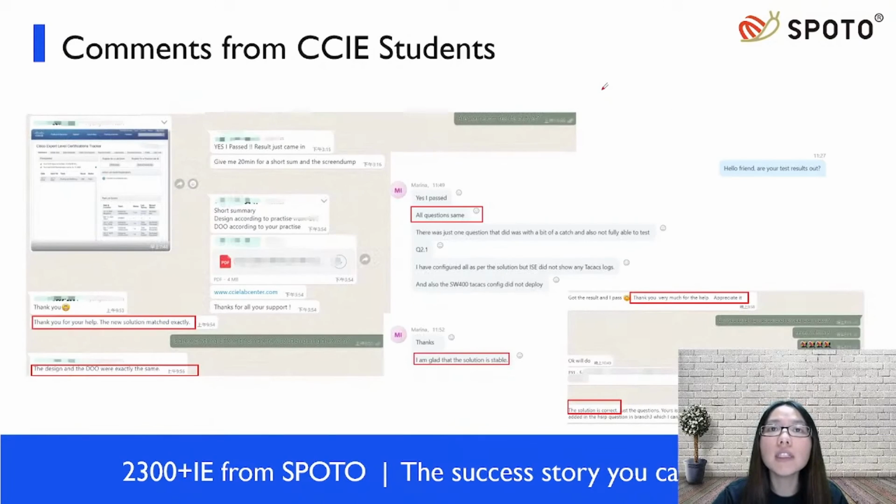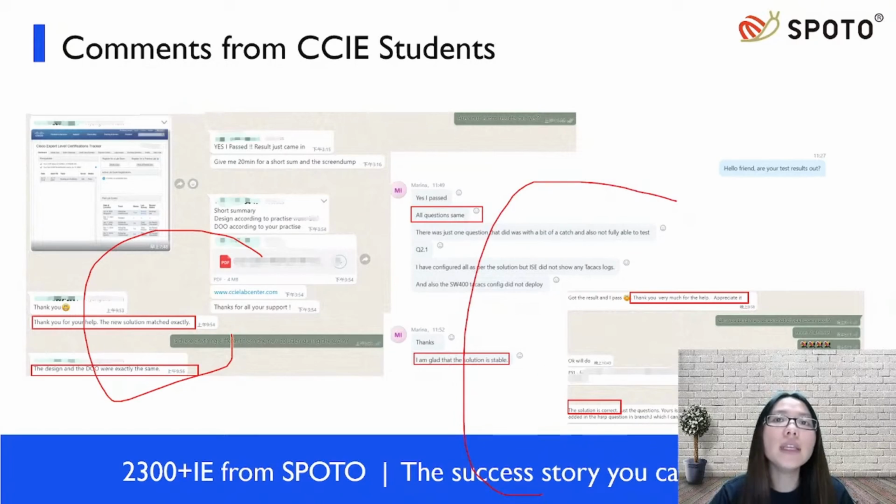Most of you may think it is very difficult to pass the CCIE exam, and that it may take 3 or 5 years to get CCIE certified. Here I'm going to tell you, yes, indeed, it's not easy to get CCIE certification. But if you choose SPOTO, we will help you pass the CCIE exam within 3 months. You can go check the comments from our students.